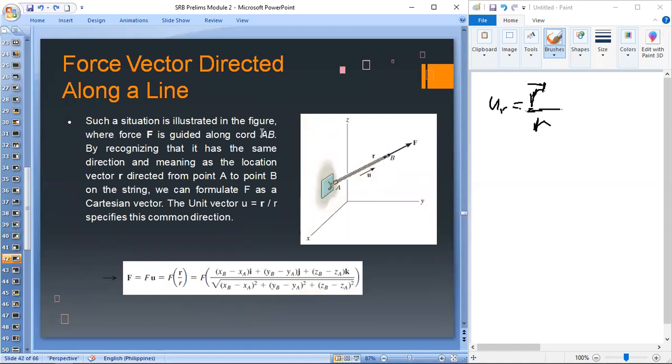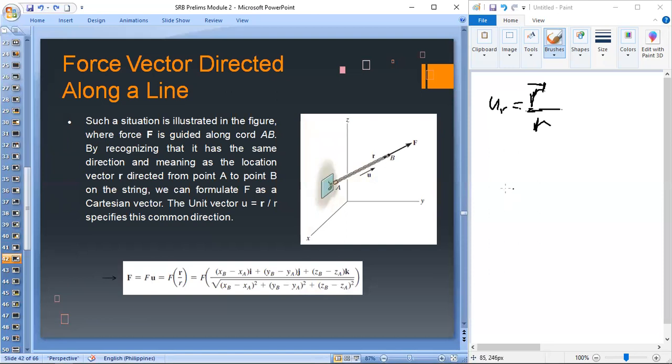Such a situation is illustrated in the figure, where force F is directed along the cord AB, recognizing that it has the same direction as the position vector R, directed from point A to B on the string. So, we can formulate F as a Cartesian vector. So the unit vector is equal to your position vector over the magnitude. So this is the magnitude of r, this is your position vector, and this is your unit vector.